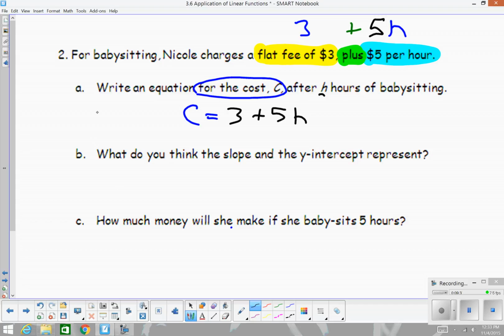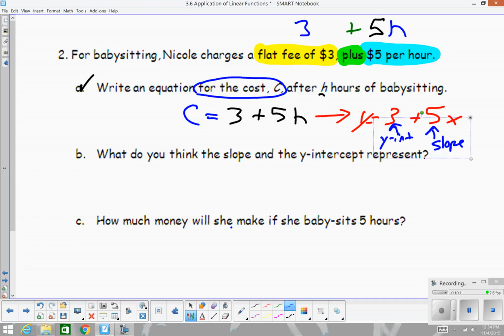Now, letter B is unique. So I kind of broke it down in the last question. If I have C equals, that's the same thing as saying Y equals what? 3 plus 5 instead of H. It's just the same thing as saying X. So now looking at that type of equation, it's in slope-intercept form, as we know. Your slope is the number that's always next to x, and your y-intercept is always going to be the other number.